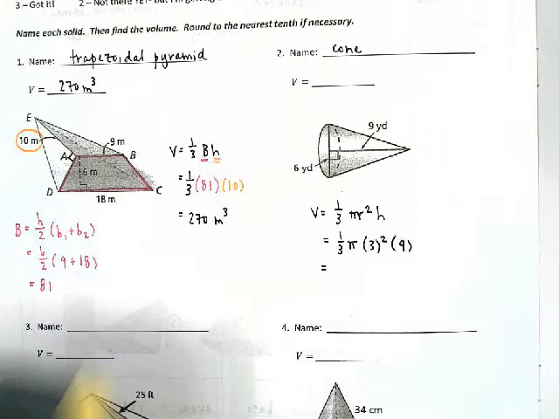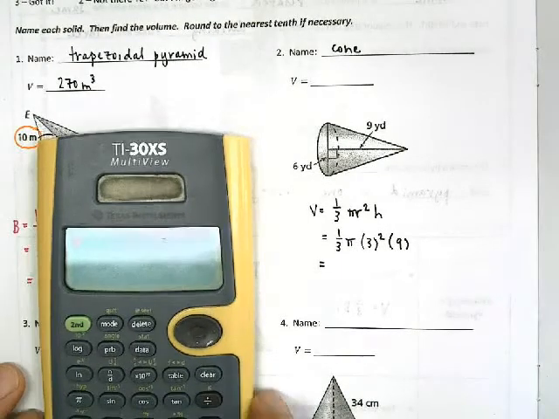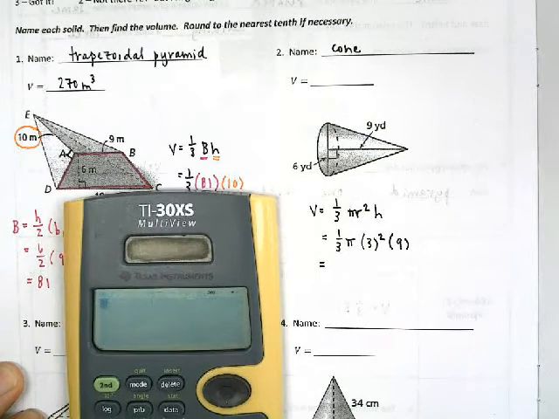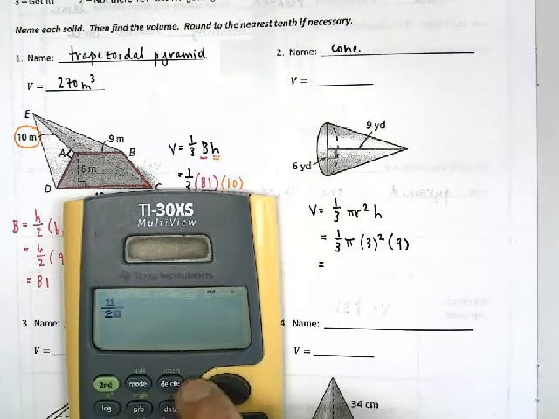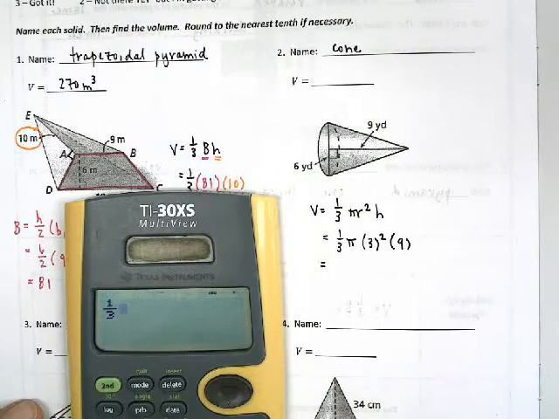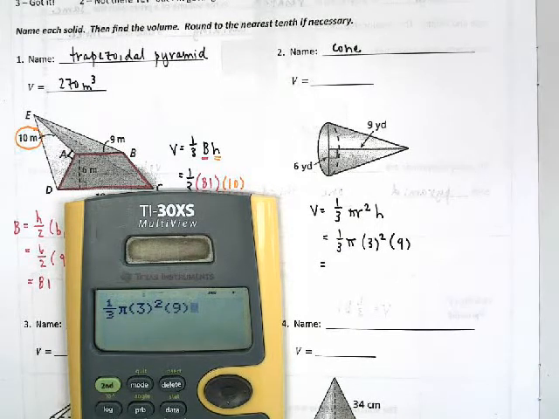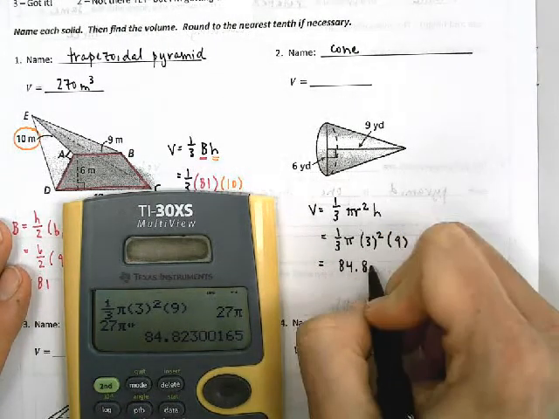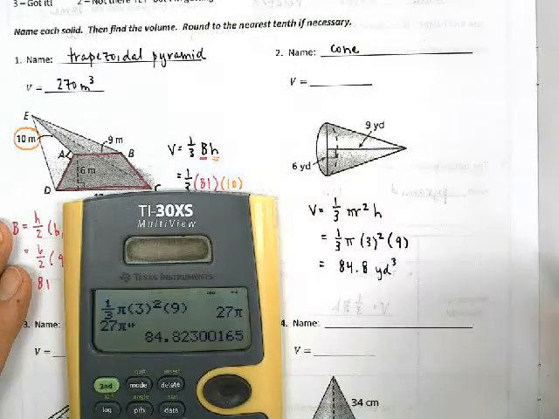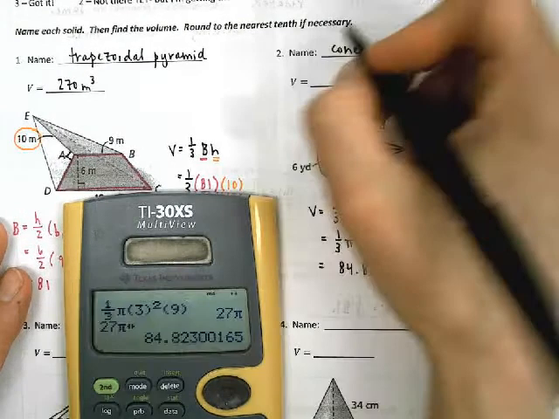So I'm just going to put this all in my calculator. So I have 1/3 times pi times 3 squared, and then my height is 9. So I have 27 pi, or that gives me 84.8 cubic yards.